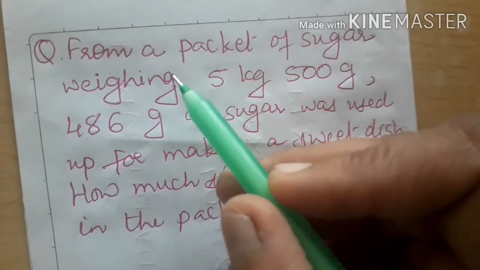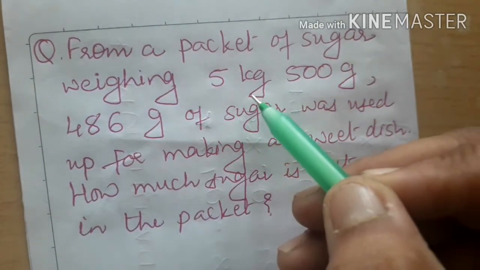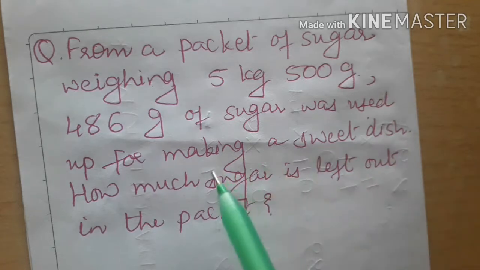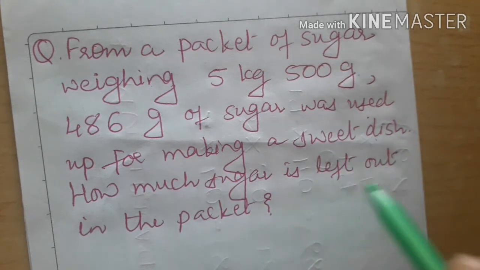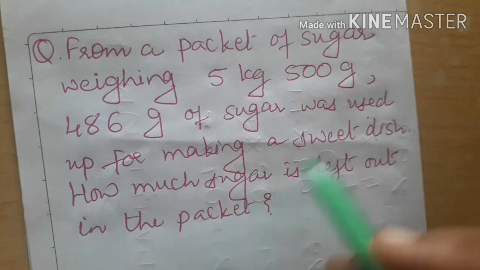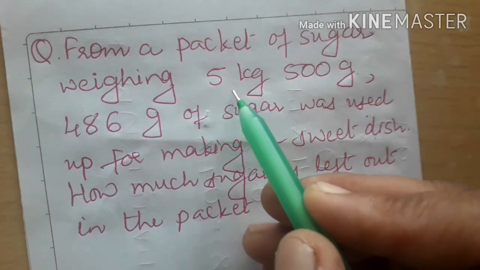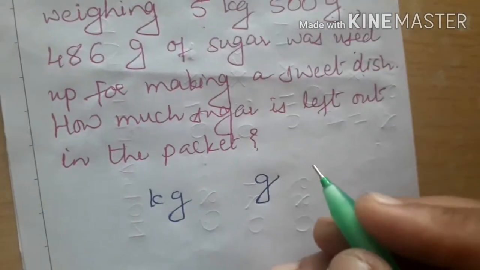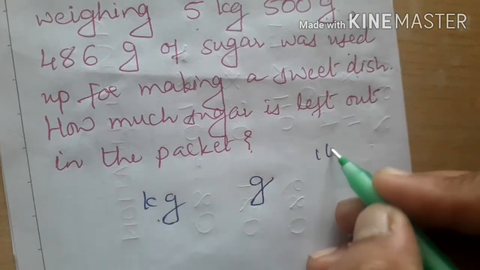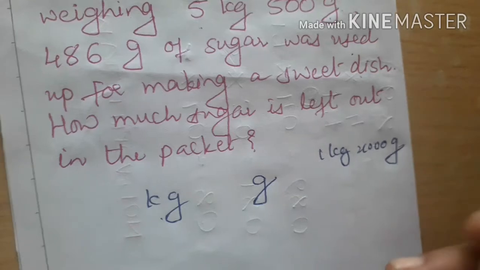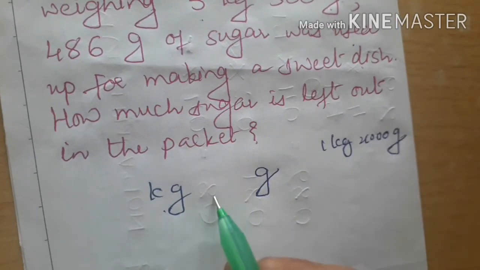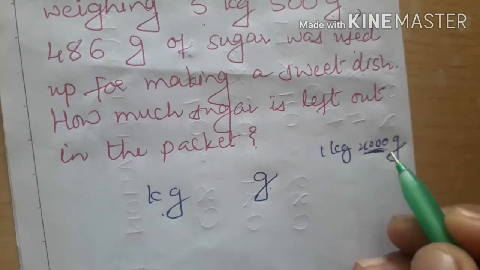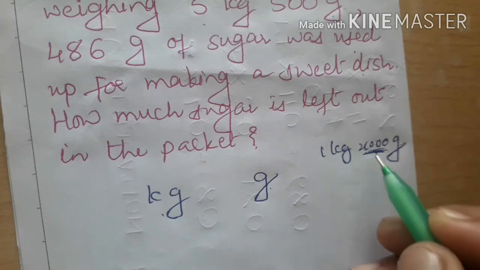See the question given here. From a packet of sugar weighing 5 kilogram 500 grams, 486 grams of sugar was used up for making a sweet dish. How much sugar is left out in the packet? Okay, so this is a question of kilogram, grams. So here I will write kilogram and grams. Now what is the relationship? 1 kilogram is 1000 grams. Before the decimal point, bigger unit, after the decimal point, the smaller unit. And this is 1000 grams. So whatever the grams are given, I should write it in 3 digits.